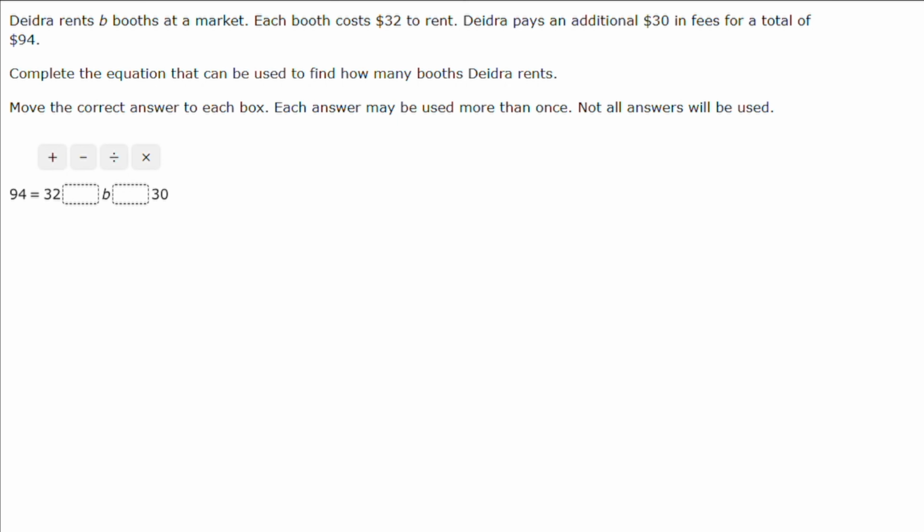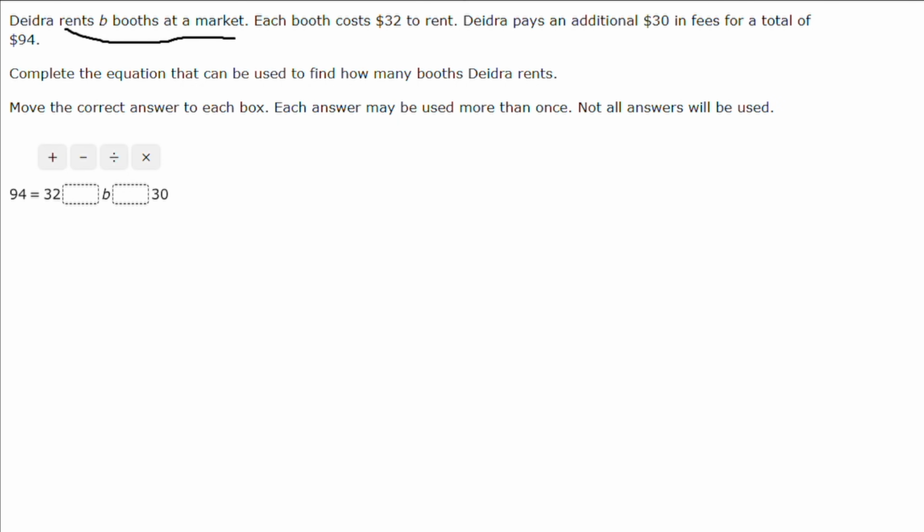All right, so the first thing that sticks out to me in this question is the use of a variable. Deidre rents B booths at a market. That sticks out to me. What's the use of the letter B? The use of the letter B is a variable. It's just showing us that there's a certain number of booths that Deidre rents, but we don't know how many. So it could be 5, it could be 10, we don't know. But that's not important right now.